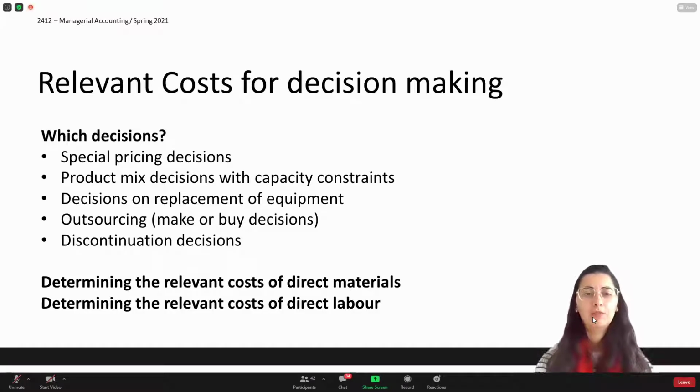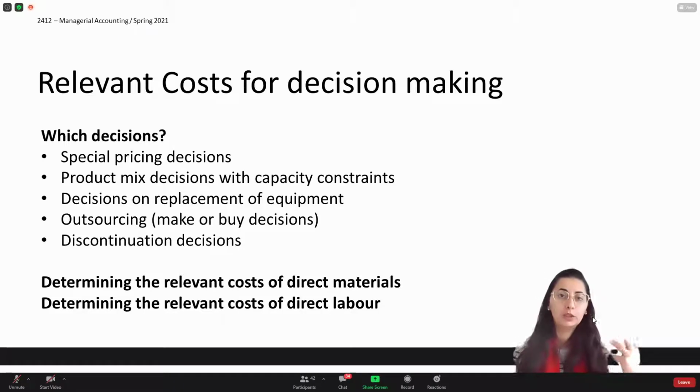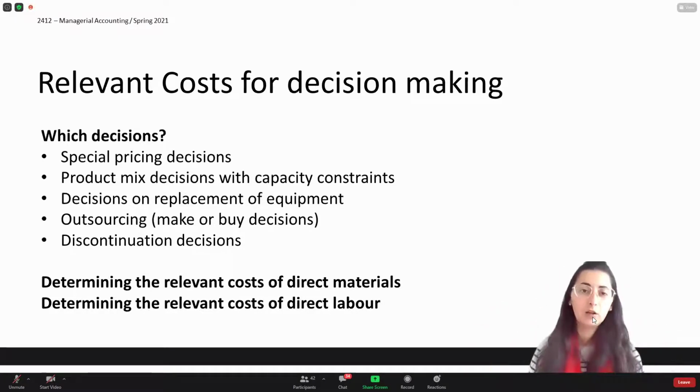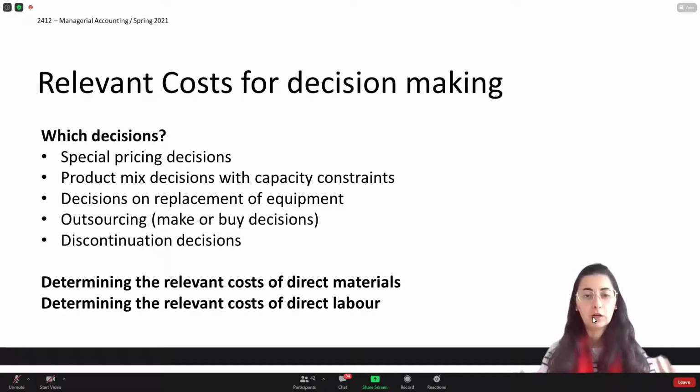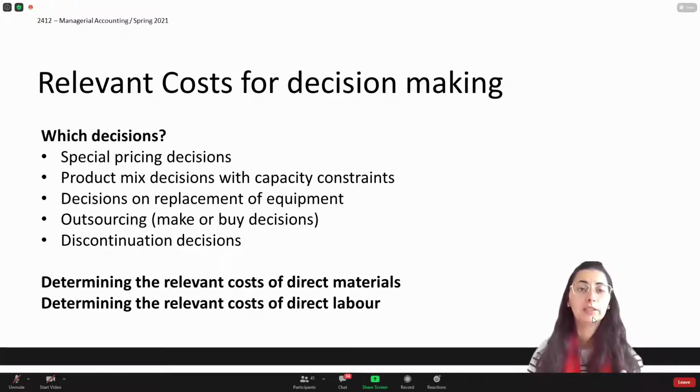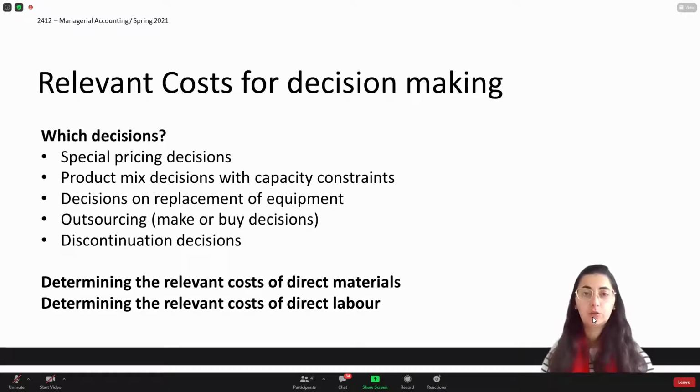So we want to have this idea of relevant costs for decision making. What kind of decisions are we talking about? We are talking about pricing decisions. We are talking about product mix decisions when we have capacity constraints. We are talking about decisions on replacement of equipment, for example whether we should buy a new machine or not. We're talking about outsourcing decisions and discontinuation decisions. We also will be using this concept of relevant costs and revenues to calculate the relevant cost of materials and the relevant cost of labor.